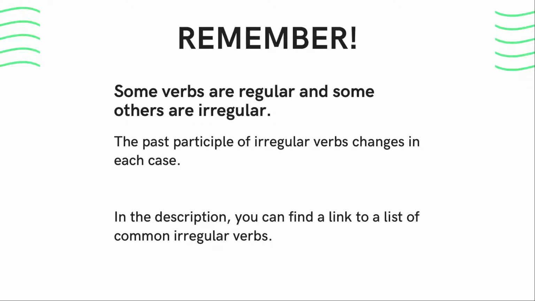Something very important to remember is that some verbs are regular and some others are irregular. Regular verbs are the ones that you simply add ed to. For example, wash and washed, play and played, walk and walked, and so on. However, the past participle of irregular verbs changes in each case. So in the description you can find a link to a list of common irregular verbs so that when you are forming any of the perfect tenses, you don't have that much difficulty remembering them. You can just look them up in the list.